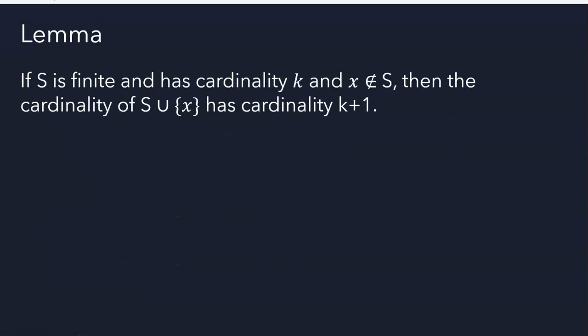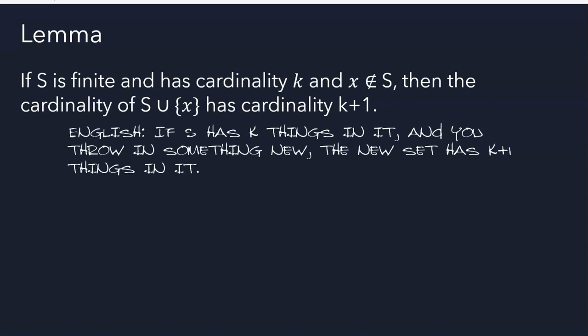If S is finite and has cardinality k, and x is some element not in S, the cardinality of S union {x} has cardinality k plus 1. So in English, if you have k things, and grab something else, you now have k plus 1 things. Pretty much a duh moment. But we have to prove it, and we have to prove it with some rigor.